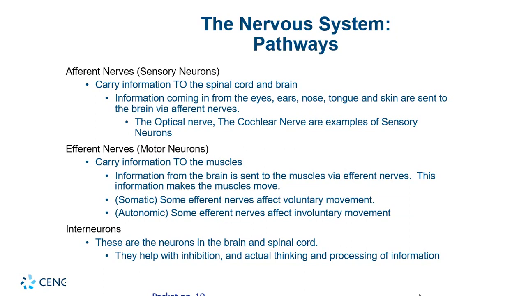Well, the wires, the neurons that go from my occipital lobe to my frontal lobe, those are interneurons or white matter. They help the connections, they make thinking and processing information possible.